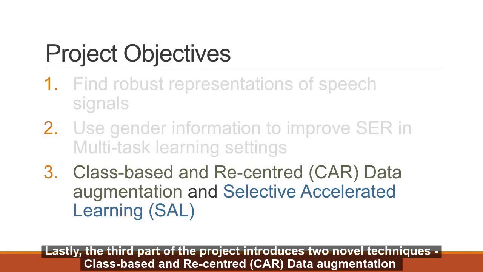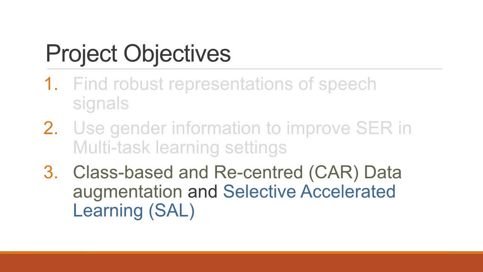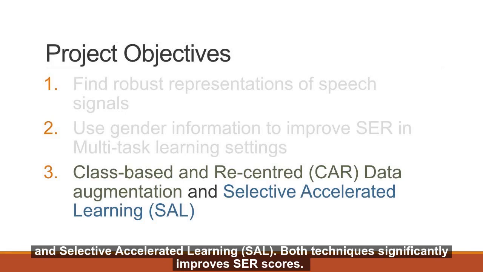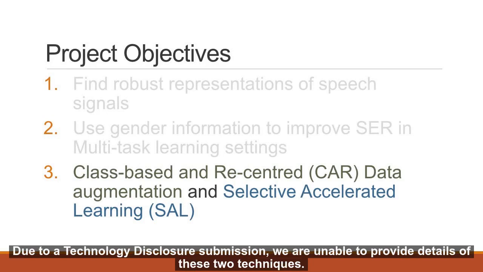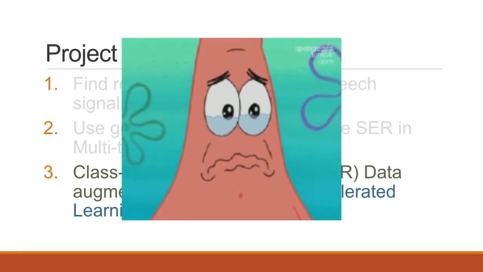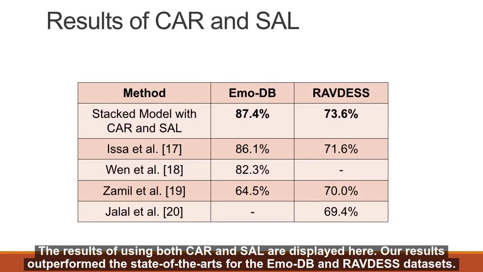Lastly, the third part of this project introduces two novel techniques: class-based and recentered CAR data augmentation and selective accelerated learning, SAL. Both techniques significantly improve SER scores. Due to a technology disclosure submission, we are unable to provide details of these two techniques. The results of using both CAR and SAL are displayed here. Our results outperform the state-of-the-art for EmoDB and RedDef datasets.